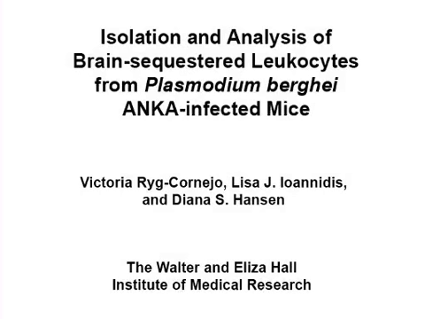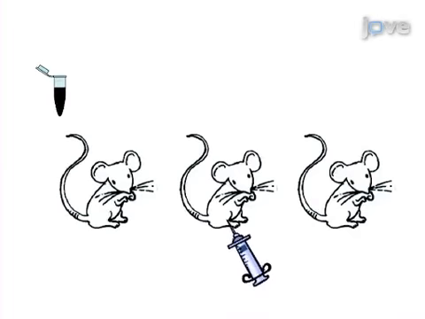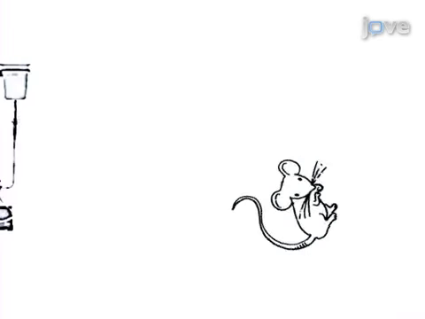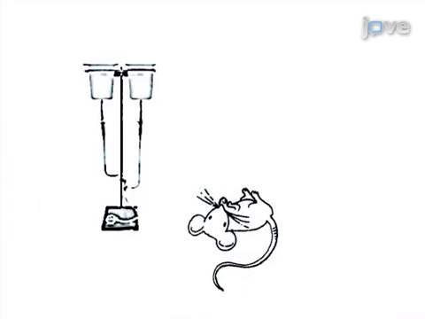The overall goal of this procedure is to isolate adherent inflammatory leukocytes from brain blood vessels of Plasmodium berghei ANKA-infected mice. To induce experimental cerebral malaria, mice are infected with Plasmodium berghei ANKA parasitized red blood cells by injection.